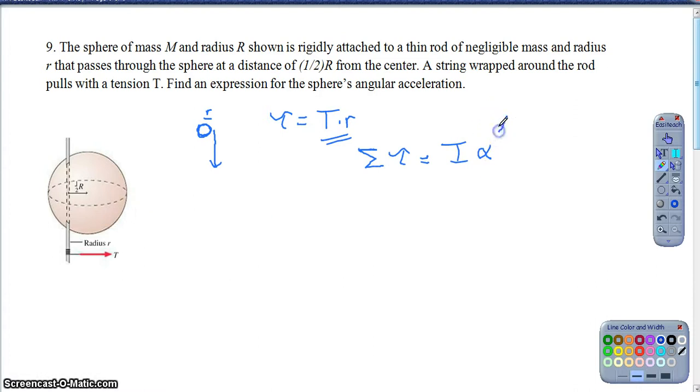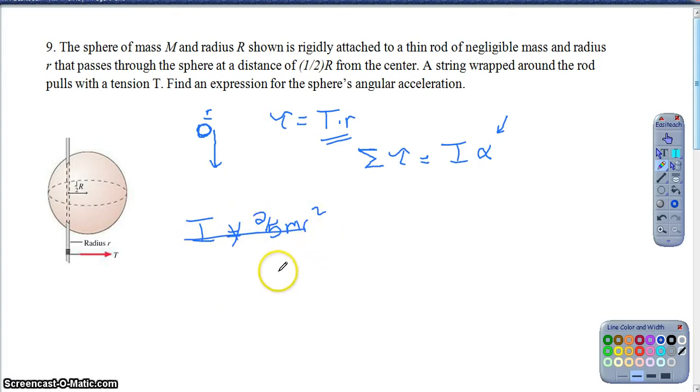So if I want to find the angular acceleration, if I want to find my alpha, then I have to find out what's the moment of inertia for this sphere. And this is where you have to be careful, right? The moment of inertia for this sphere, because it's not being pivoted about the middle, will not just be 2/5 mr squared, right? It definitely will not just be 2/5 mr squared. Unfortunately, that is not what we can do.